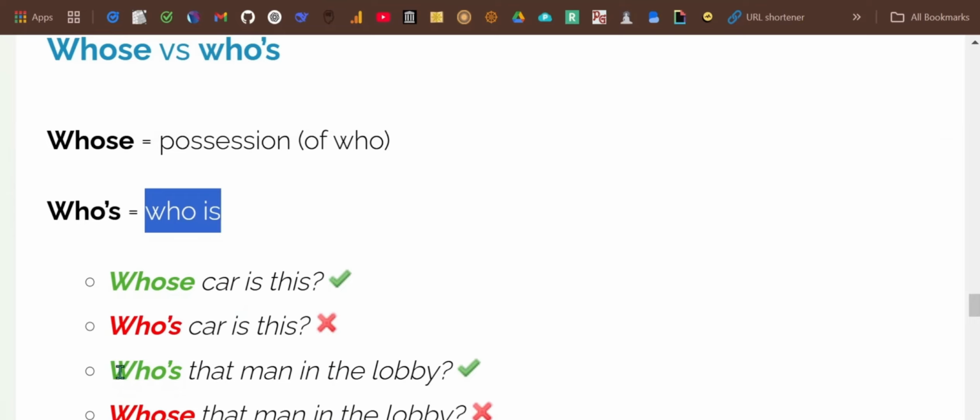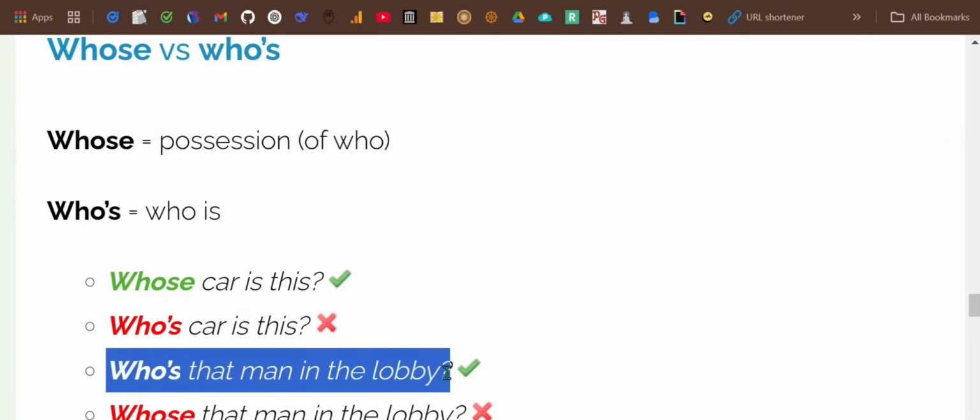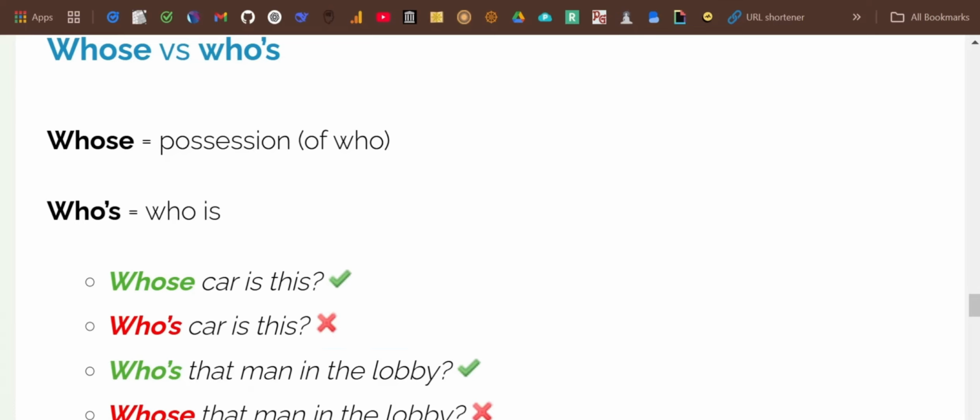So, you see, who's that man in the lobby? This is not possessive. Who's that man? It means, who is that man? Not possessive. The sound is the same, but you can still understand. Who's that man in the lobby? So don't say who's car is this, even though it's the same sound. Don't confuse these two.